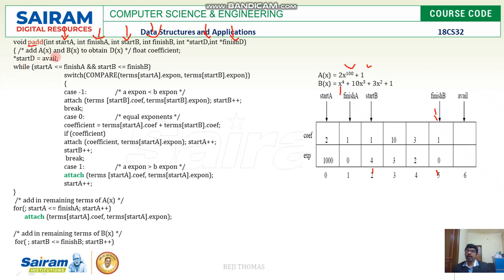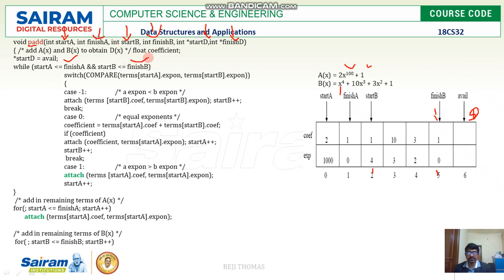Start is equal to avail. This is going to be the resultant polynomial; we call it D. Fine. Next, start A is less than or equal to finish A. You should check the condition that it does not reach the end of the first polynomial. If it is true, what is the second case? Start B is less than or equal to finish B. It has not completed the second polynomial.